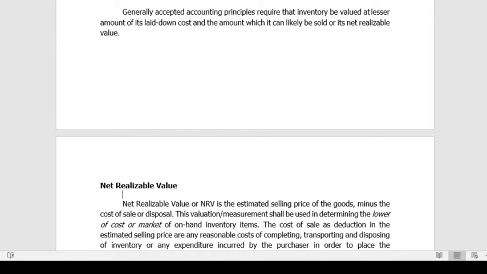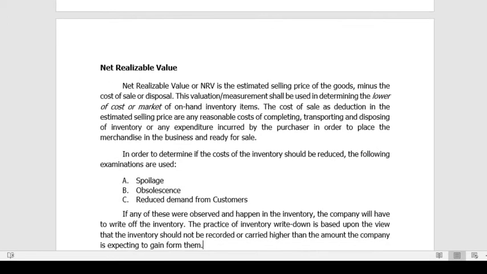So, what is the net realizable value? The net realizable value is the estimated selling price of the goods minus the cost of sale or the disposal. This valuation measurement shall be used in determining the lower of cost or market of on-hand inventory items. The cost of sale, as deduction in the estimated selling price, is any reasonable cost of completing, transporting, and disposing of inventory, or any expenditure incurred by the purchaser in order to place the merchandise in the business and ready for sale. So the selling price of the goods minus the cost of disposal is the net realizable value.